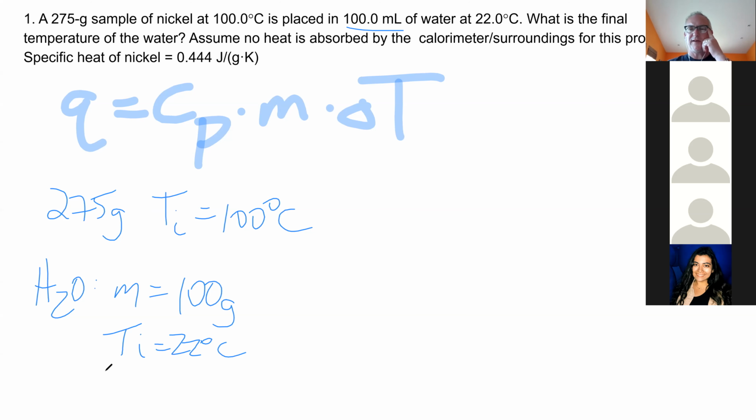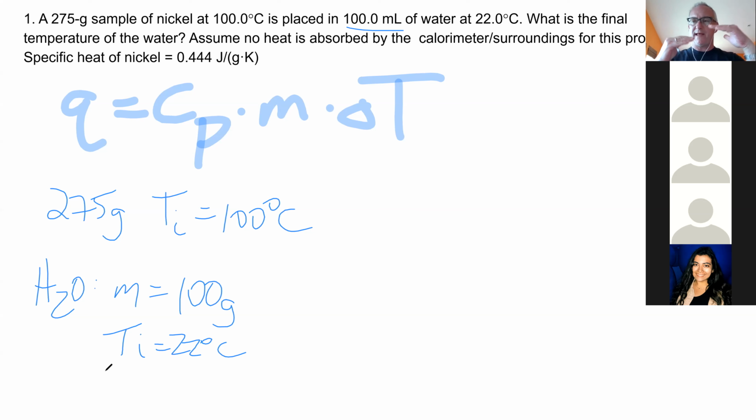So basically what we're asked to figure out here is, since the heat is going to be transferred from the nickel to the water, what happens when all the heat has been transferred? What's going to be the temperature of both the nickel and the water? Are they going to be the same, or are they going to be different? The nickel is going to have a lower temperature than the water, once it's inside the water. Well, the temperature will start dropping, yes.